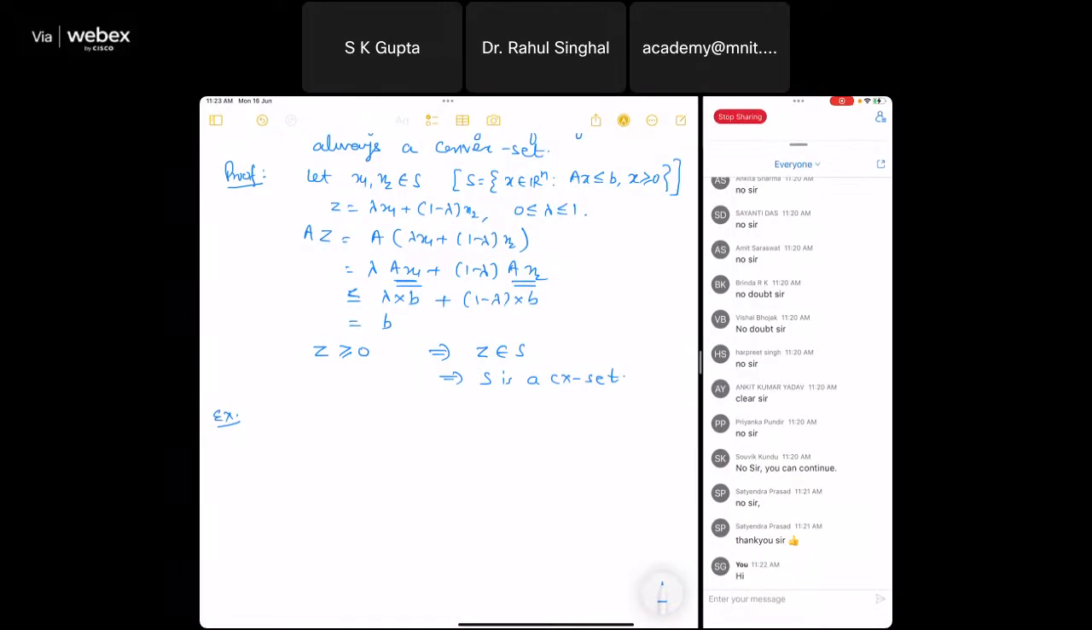So, the feasible region of an LPP is always a convex set, right? Now let us take one example. You can take one example over here: maximize z equal to 5x1 plus 3x2, subject to constraints. Let us take a very simple example to understand the graphical representation of a linear programming problem, right?